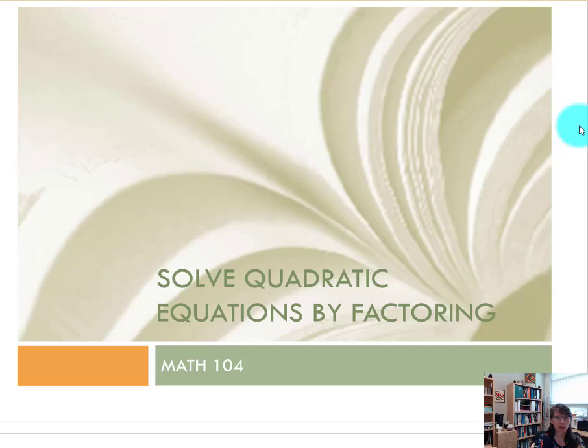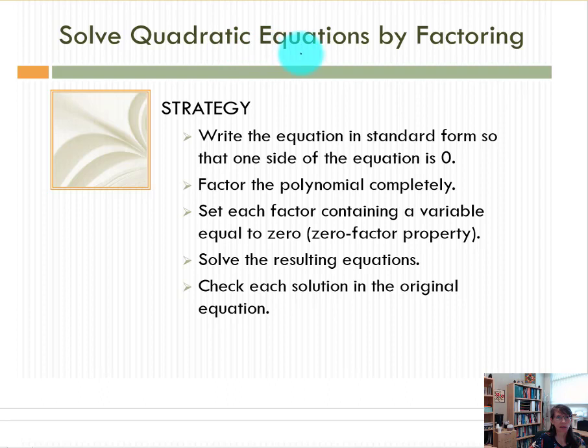In this video, we're going to solve quadratic equations by factoring. To solve a quadratic equation by factoring, we can follow this strategy. We'll write the equation in standard form so that one side of the equation is equal to 0. The other side of the equation should be written from highest to lowest power.